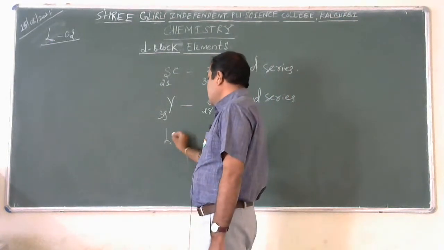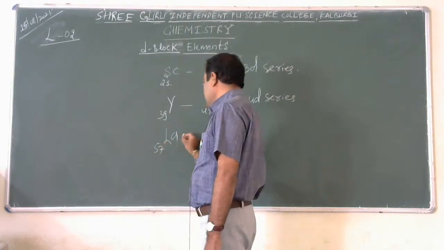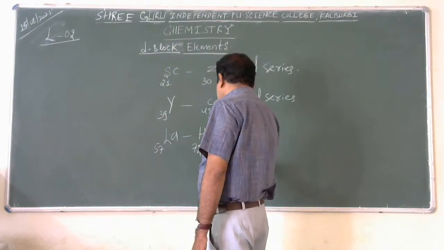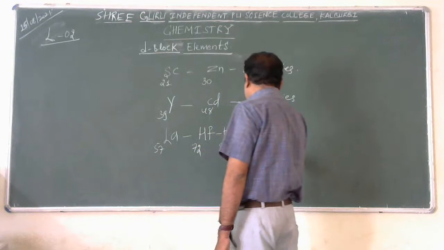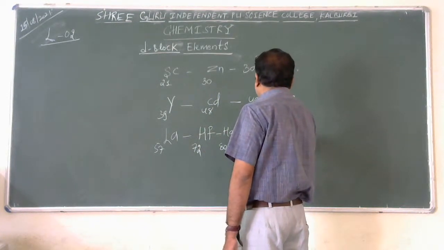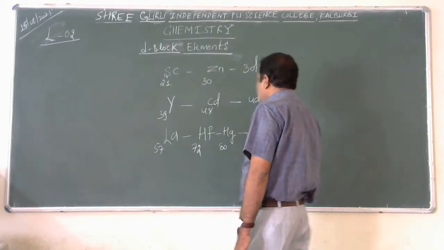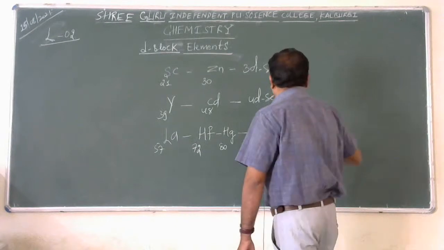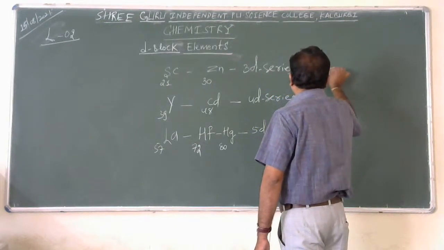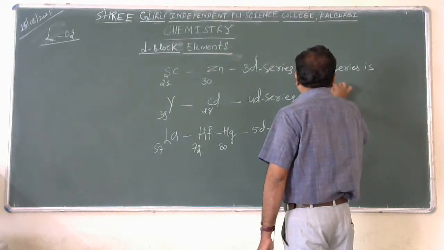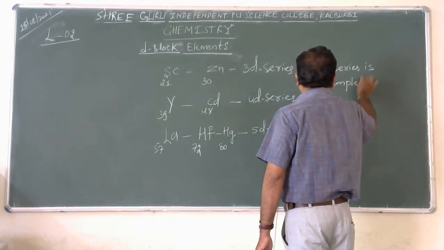Then next, lanthanum, atomic number 57, and there is a gap once again. Hafnium, atomic number 72, to mercury, atomic number 80, is the 5d series. Like this, there are 3 complete series: 3d, 4d, and 5d. And the 6d series is an incomplete series, as I already told you.